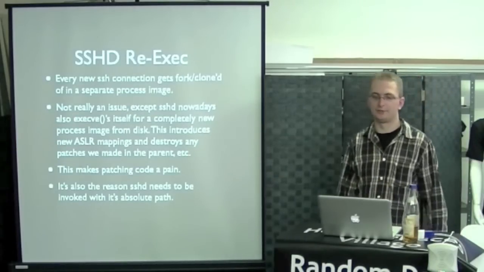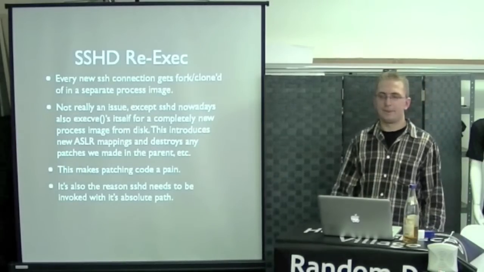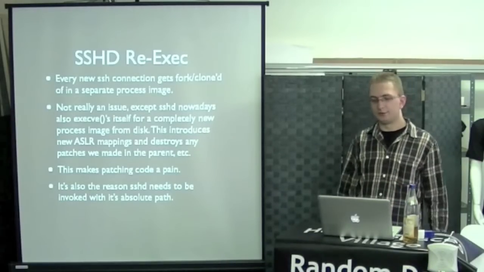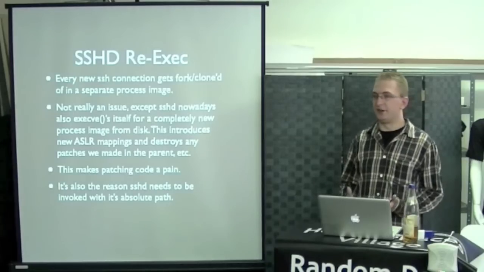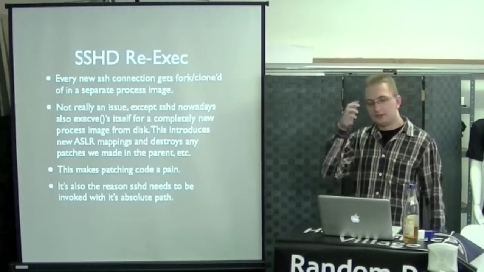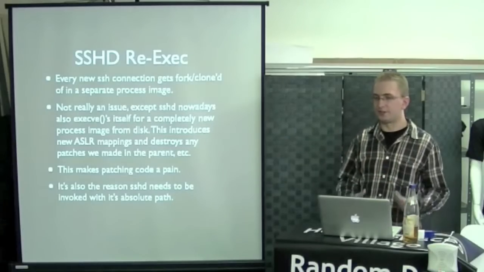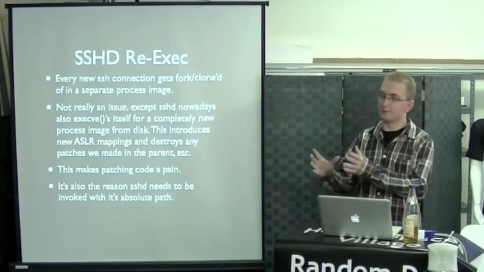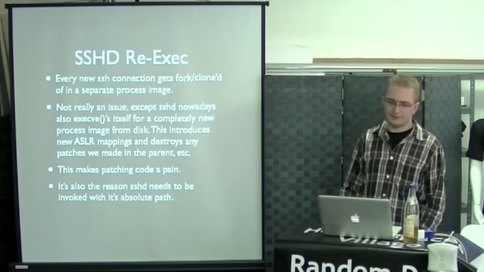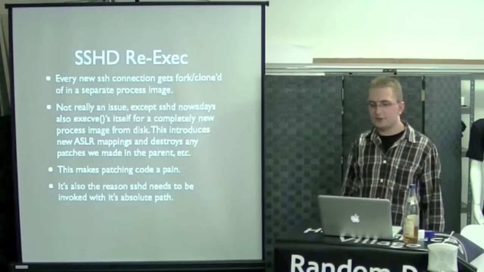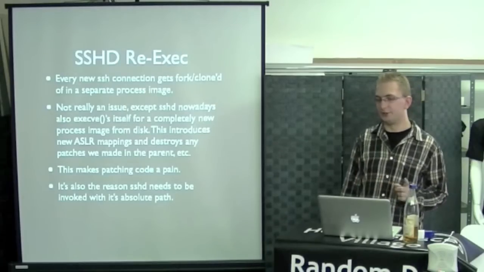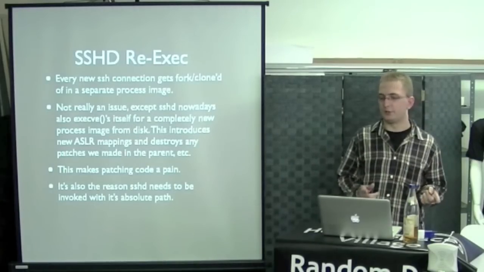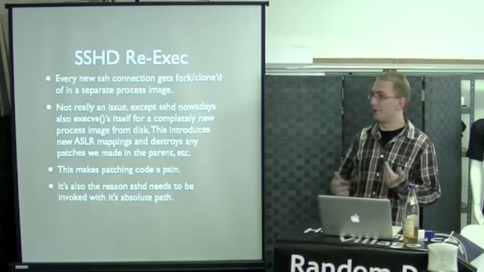So let's talk a bit more about re-execution. Like I just said, every new SSH connection gets cloned into a separate process image. This is not really an issue, but nowadays they also execve themselves again, so we get a completely clean process image and our patches will be gone. Address space randomization will be reinitialized, so there will be different memory mappings for the child. And well, it's a big headache, right? This is also the reason you need to execute sshd using its full absolute path, because otherwise, once it gets to re-execute itself, it doesn't know where to find itself.